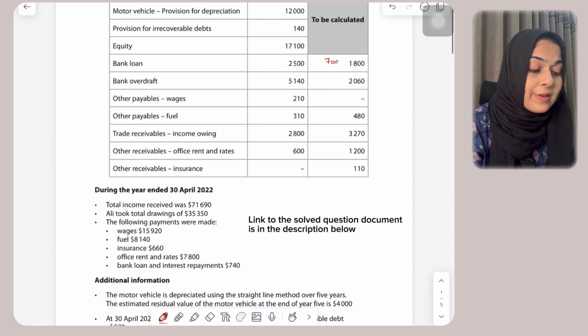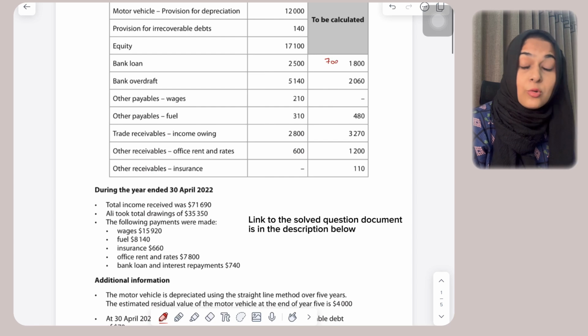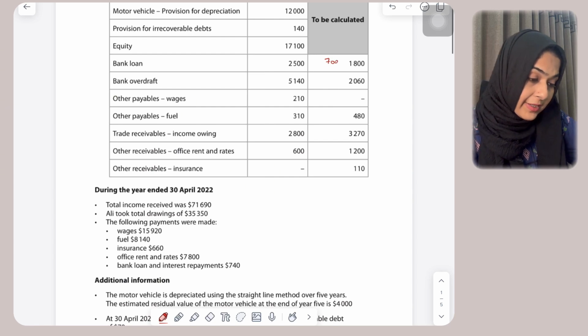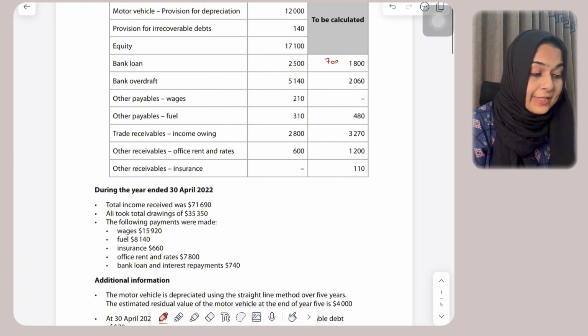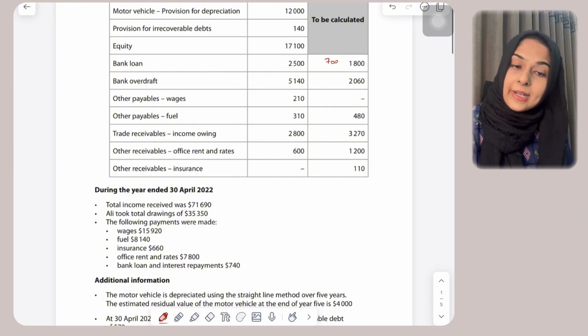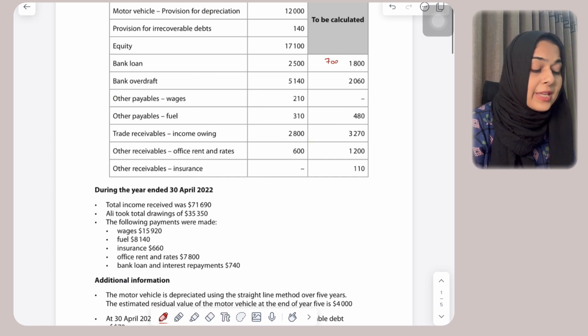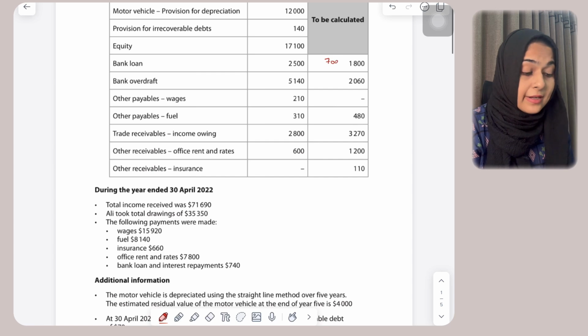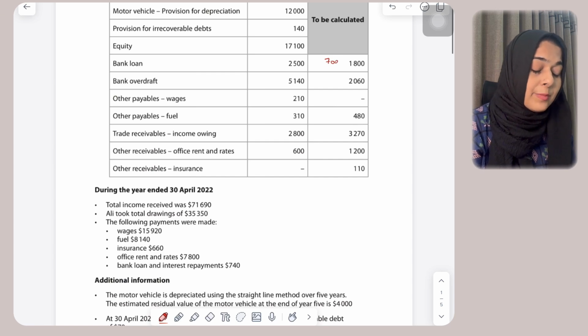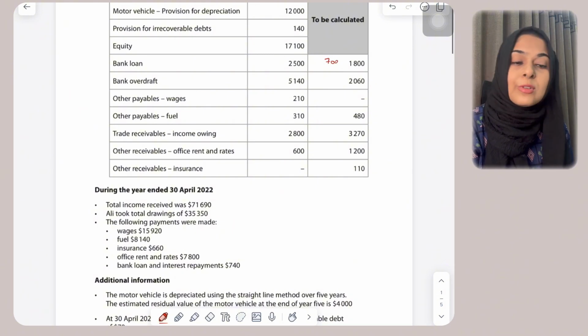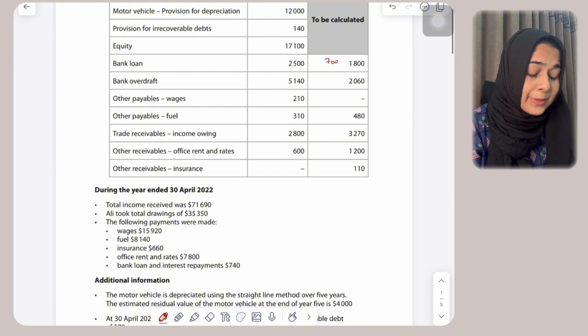Then they have given you other receivables, office rent and rates, opening and closing other receivables. This is my prepaid. So in office rent and rates, I have prepaid at the start and at the end. In case of insurance also, we have a prepaid at end. We don't have a prepaid at start, but we have a prepaid at end. Then they've given you this extra information which we need to solve first, and then we will move on to making the income statement.